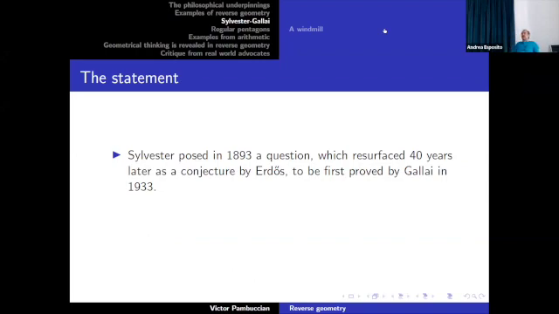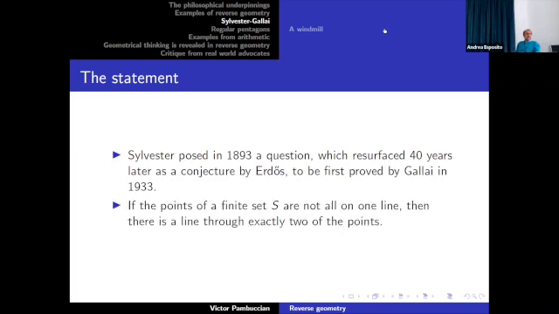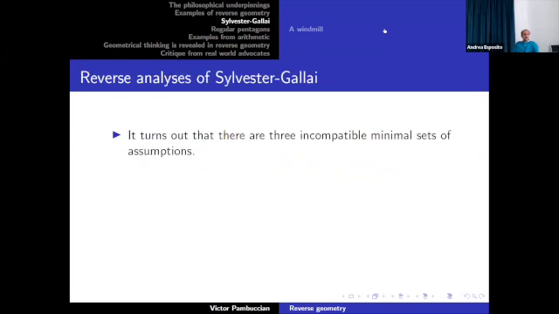Now, the Sylvester-Gallai theorem says, it was proposed in 1893, that if you have a finite set of points that are not all on a line, then there is a line through exactly 2 of the points. Okay, so you have a finite set of points, not all on a line, then there is a line that goes through exactly 2 of them.